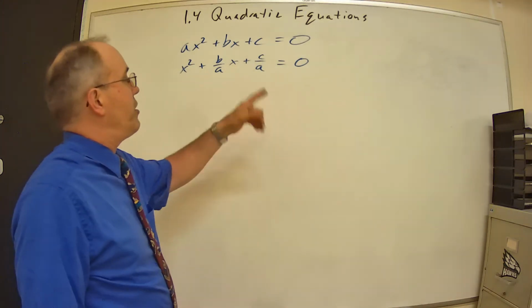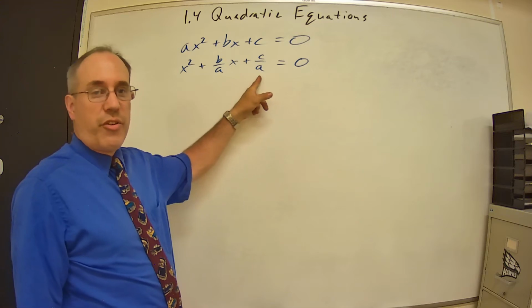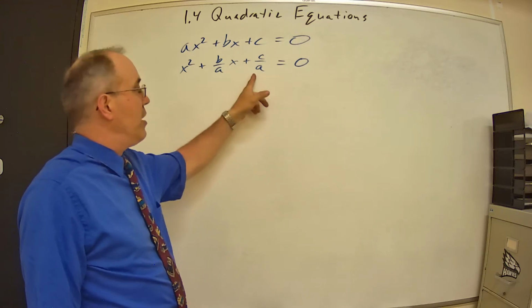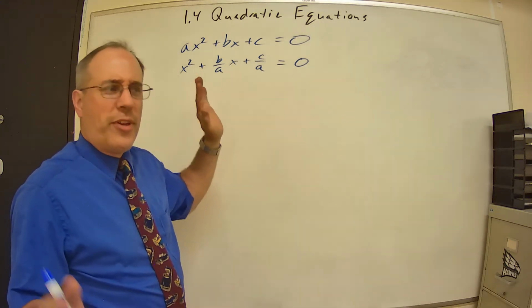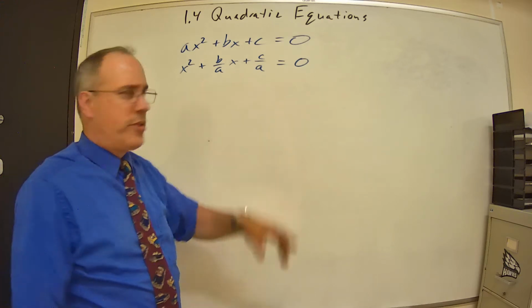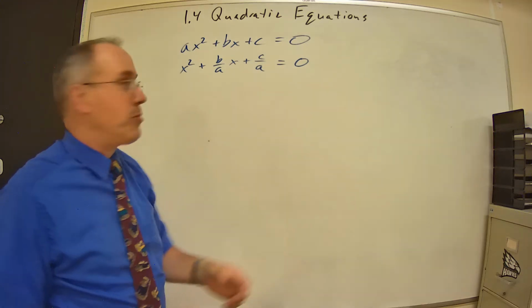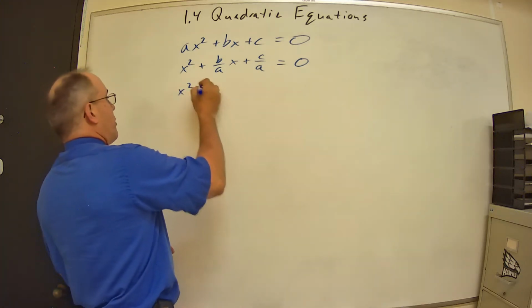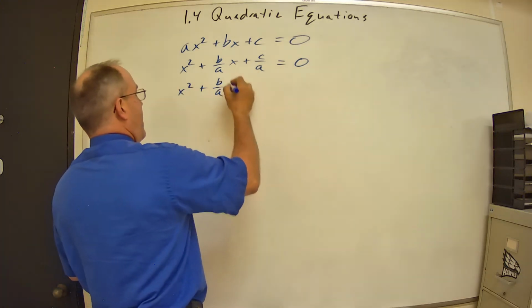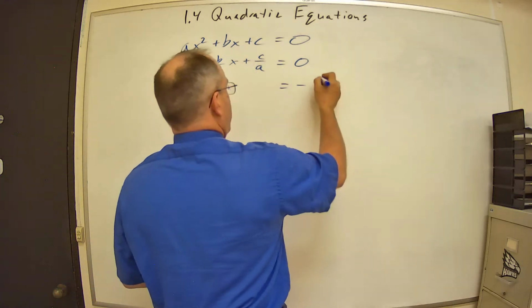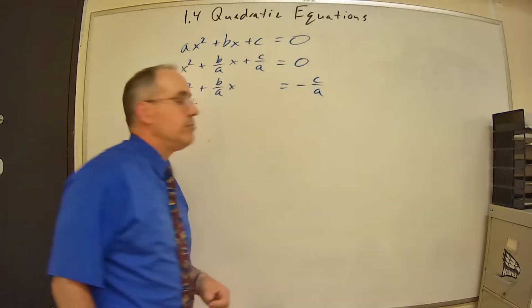The next thing we want to do is move the constant term. Notice there's no variable in this term. We're counting x as the variable. Yes, I know a, b, and c are variables, but that's not what we're talking about. So we want to move this constant term over to the other side by subtracting it. So x squared plus b over a x is equal to negative c over a.